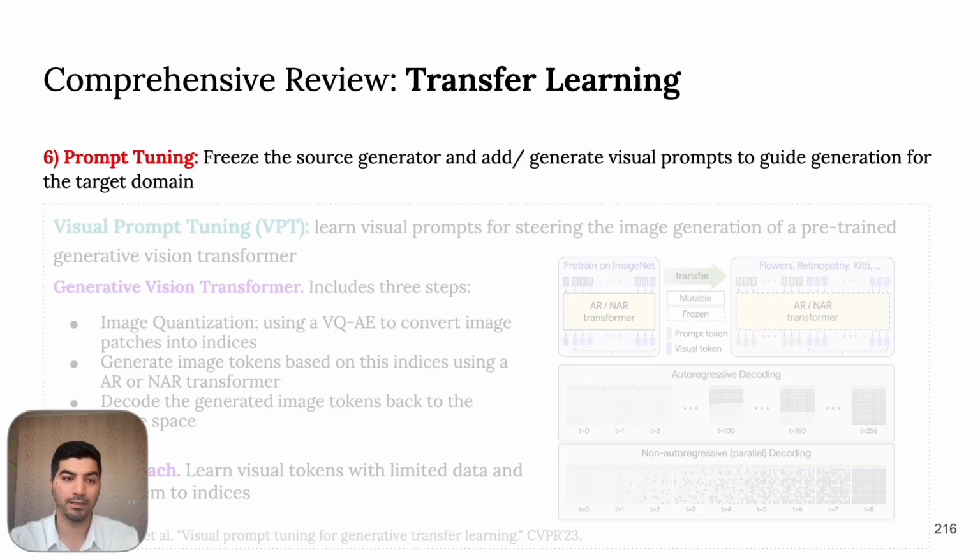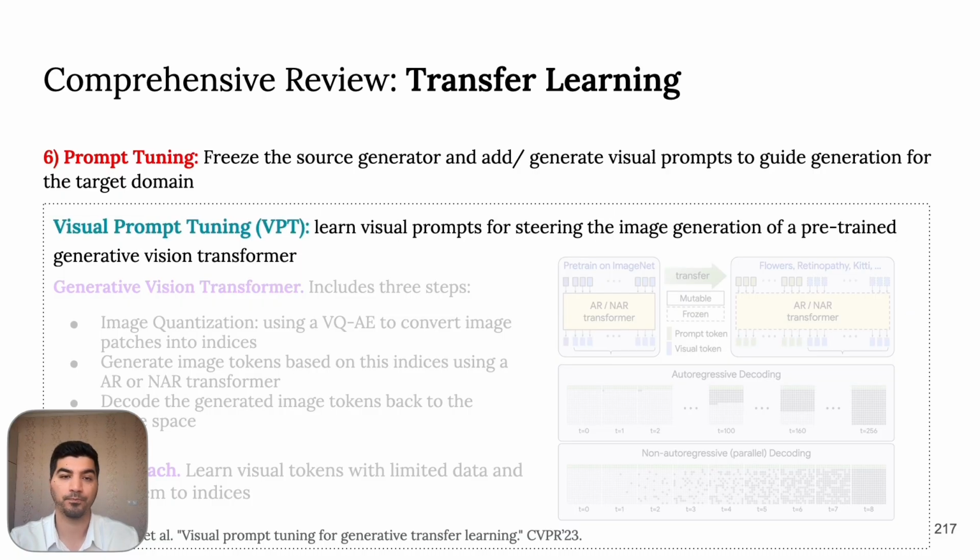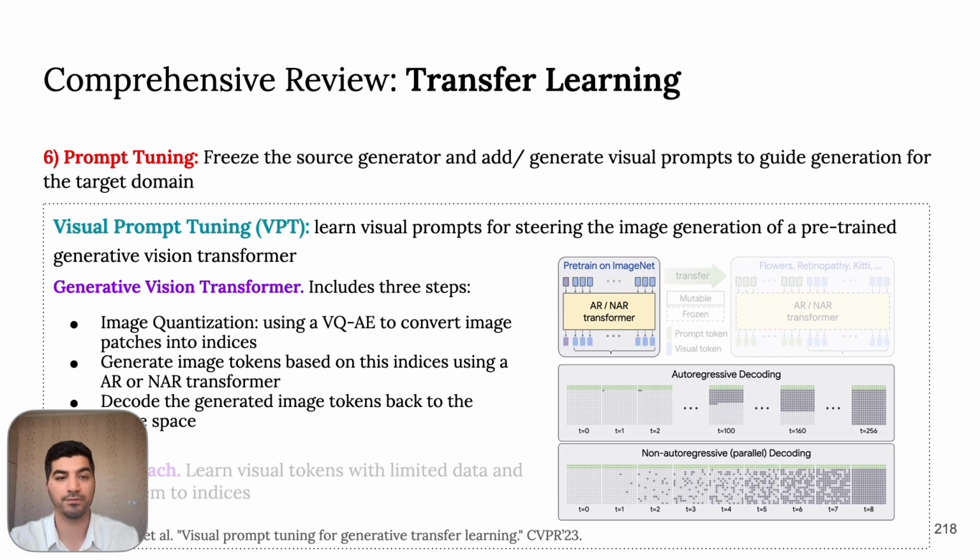And finally, the sixth subcategory is prompt learning. This is quite a new idea. In this idea, the approaches freeze the source generator and add or generate visual prompts to guide generation. Visual prompt tuning, or VPT, presented in CVPR 2023, is the first work that discusses this idea. They learn visual prompts for steering the image generation of a pre-trained generative vision transformer.